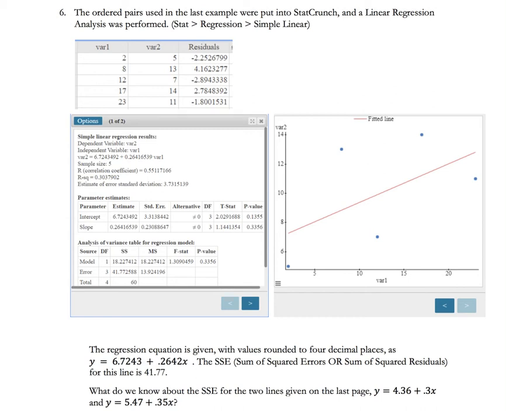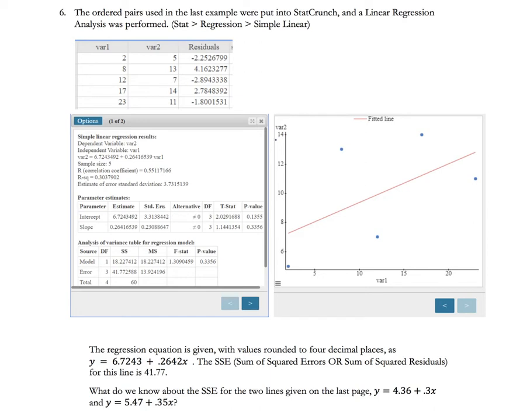Continuing our look at Mod 12, I want to take a look at what all of this is going to look like when it comes out of StatCrunch. So I have taken the 5 ordered pairs that were used in those scatter plots on the previous page, put them into StatCrunch, and then performed a linear regression analysis. You are certainly welcome to go ahead and do that at this point.